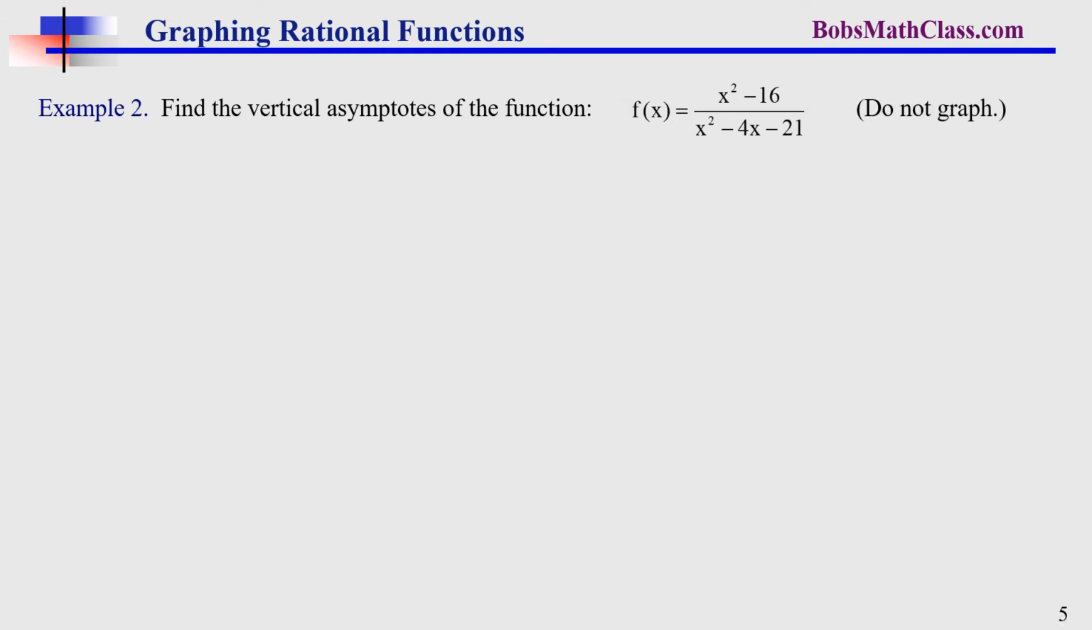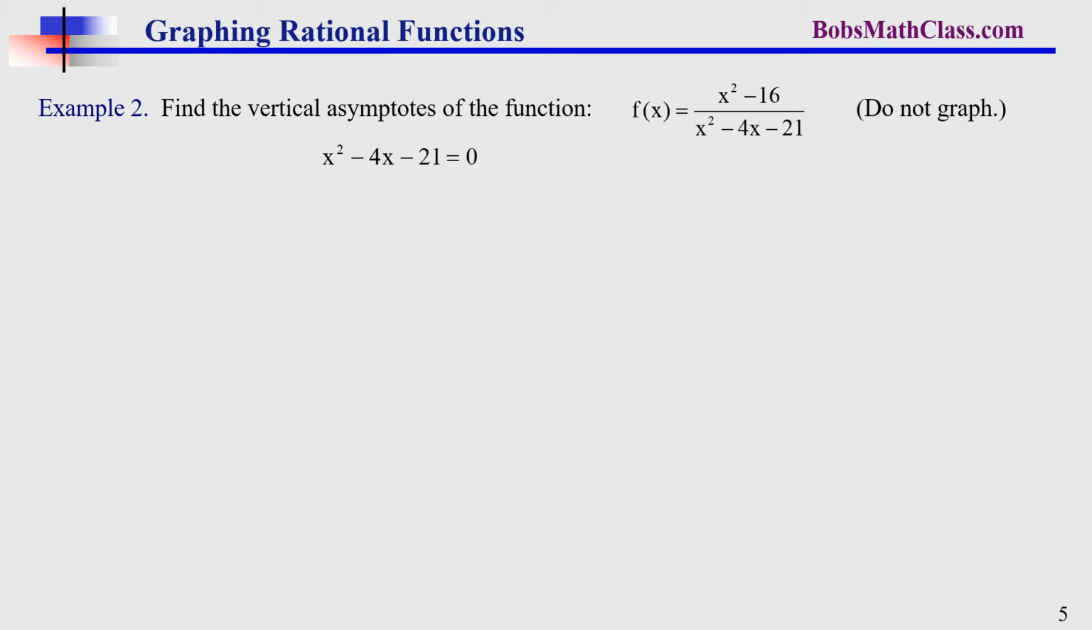Okay, some more practice. Again, find the vertical asymptotes of the function. Do not graph. We will graph soon enough. So the procedure is set the denominator equal to 0. Now, you may notice that the numerator does factor also, but we don't care. Remember what the procedure is. The procedure is set the denominator equal to 0. That's what we care about for the vertical asymptotes. We don't care about the numerator.